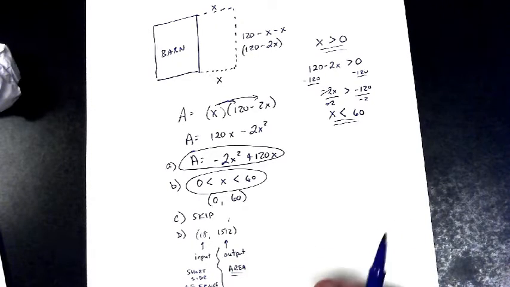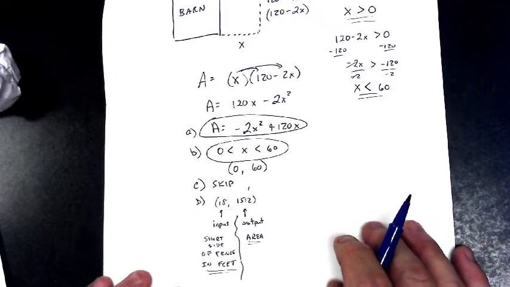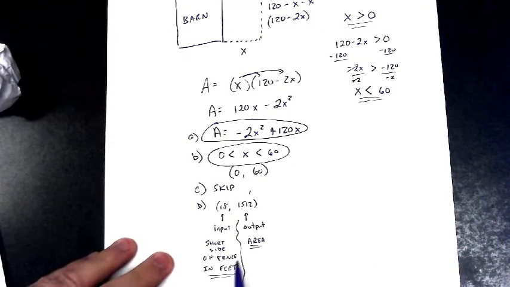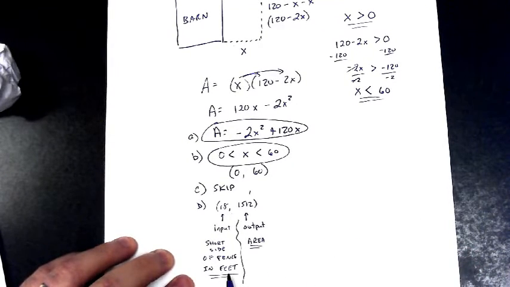So when you interpret those two pieces of information, you should interpret them as such. The input being the short side of your fence in feet, the output being the area of your enclosure, and you would write some sentence to that effect, describing what those two pieces of information represent.